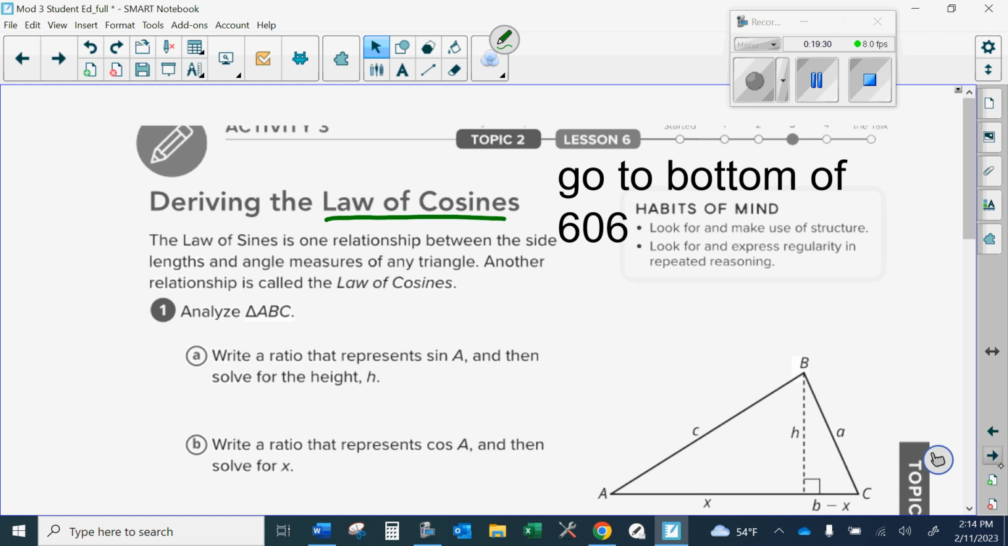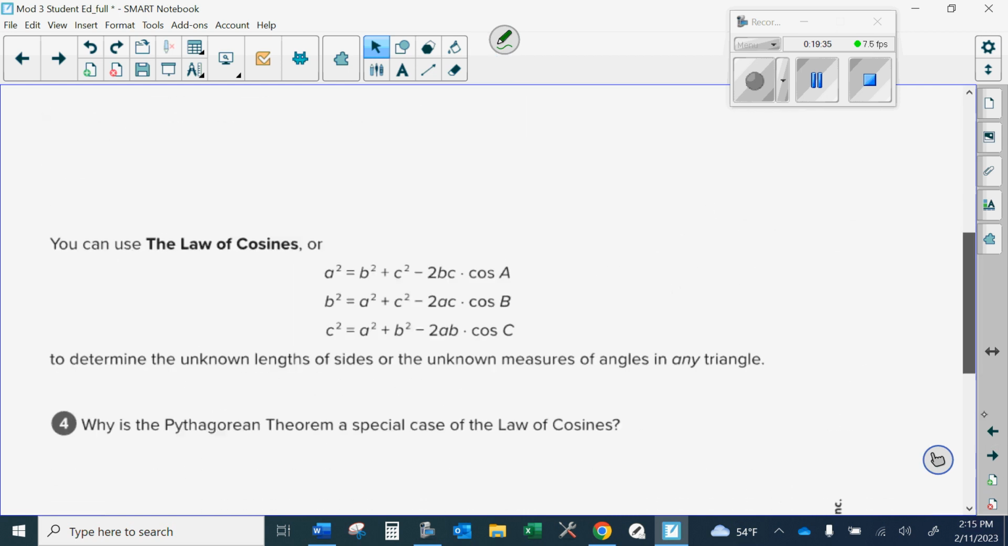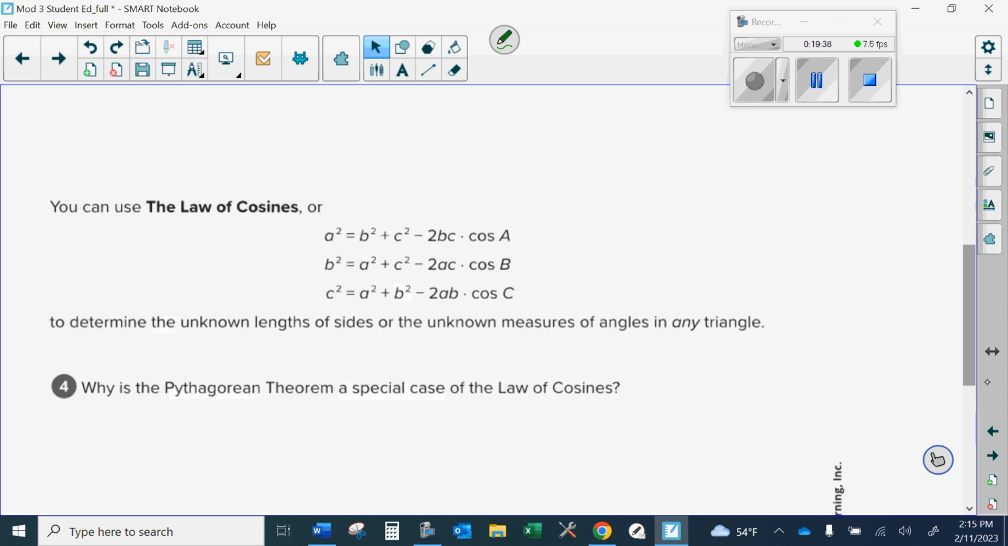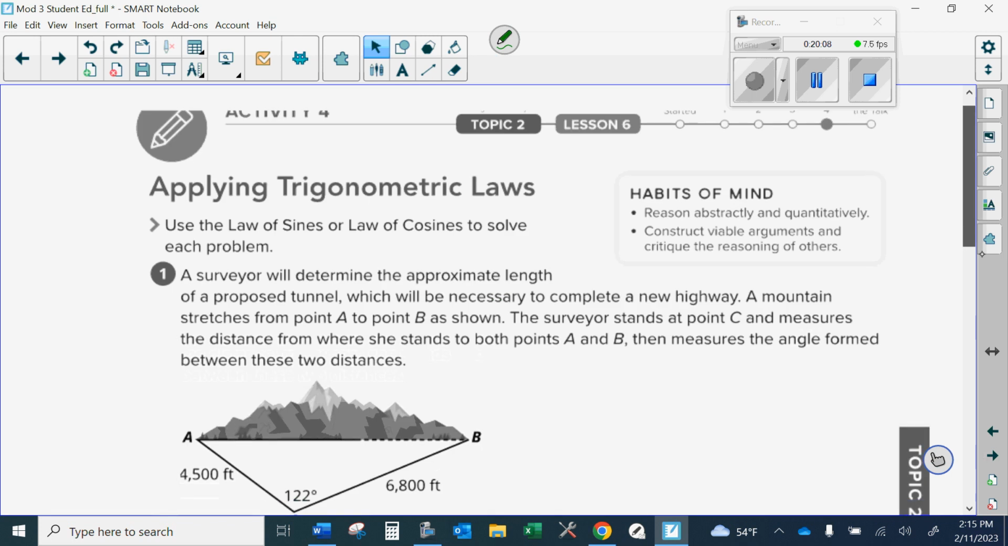Go to the bottom of 606. So this is 605. So the next page, the bottom right here. Here is the law of cosines. We have three situations depending on which two sides and the angle are given to us. So we look at which angle is given to us, and then which two sides are given to us to figure out which one of these three. You're only going to use one of those three. Okay. So let's go to applying this here.